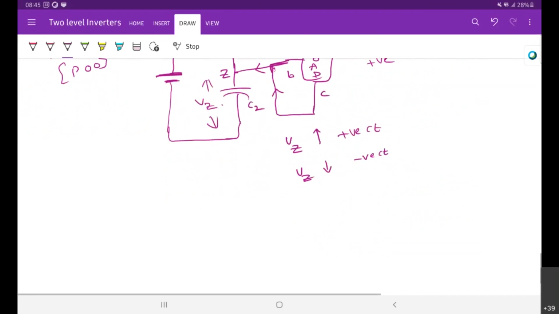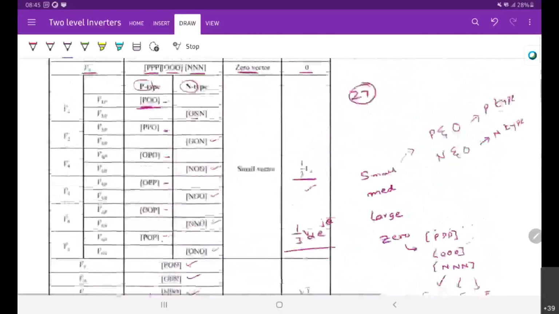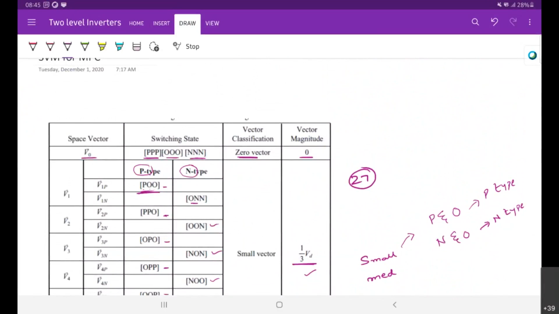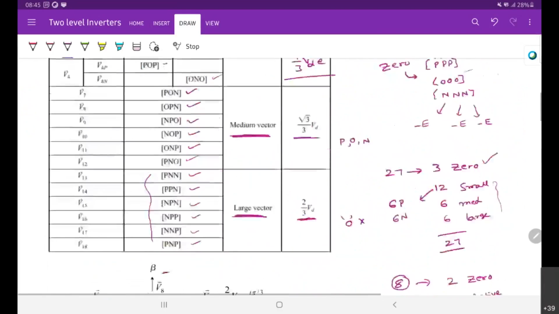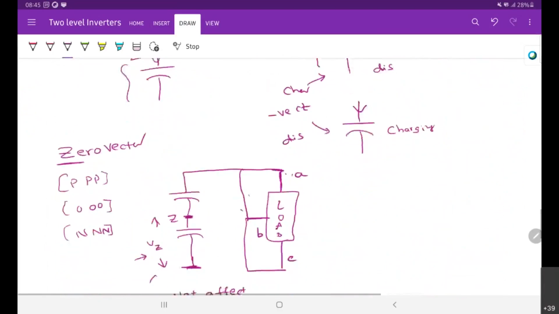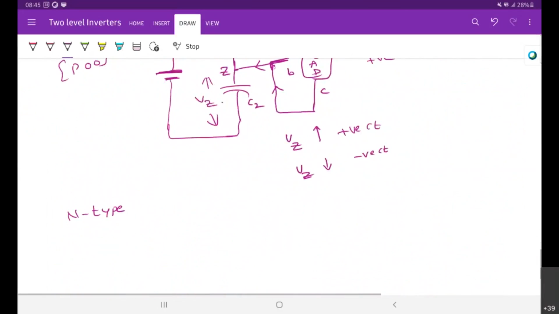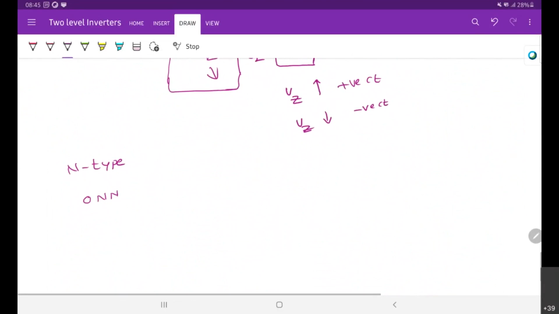Clear? So now we'll consider N type. So we have different N-type vectors, right? What is that? So 0NN. There is the first N type. Consider this is 0NN. Okay.